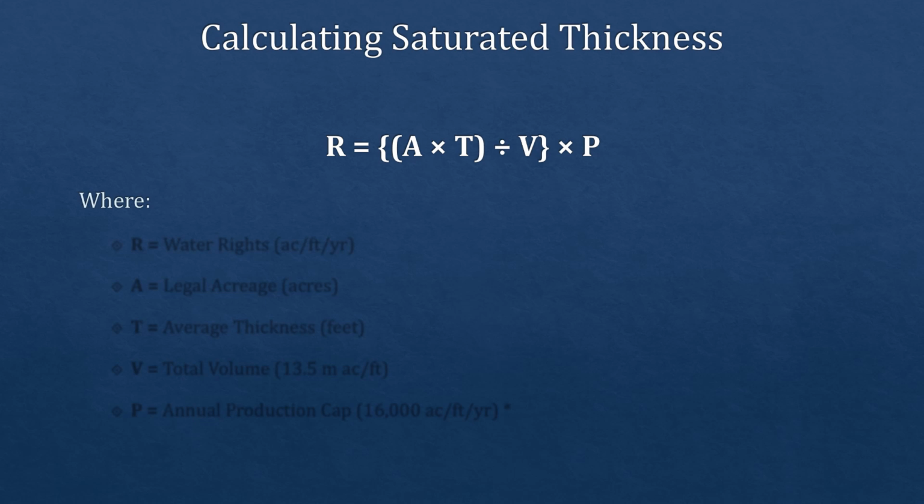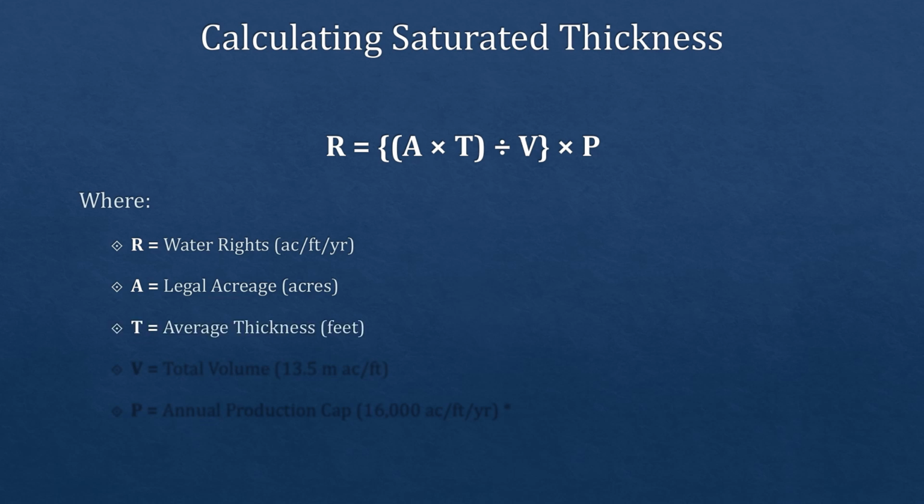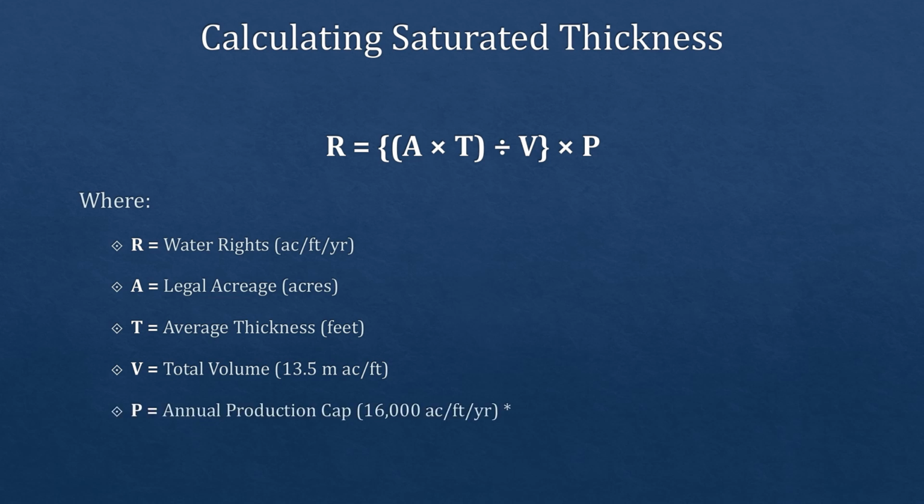Calculating saturated thickness, we use this equation, where R equals water rights, A equals the legal acreage as defined by the appraisal district, T equals average thickness defined by the model, V equals total volume calculated at 13.5 million acre feet, which is the extractable storage within the Carrizo aquifer. P equals the annual production cap, which is currently set at 16,000 acre feet.